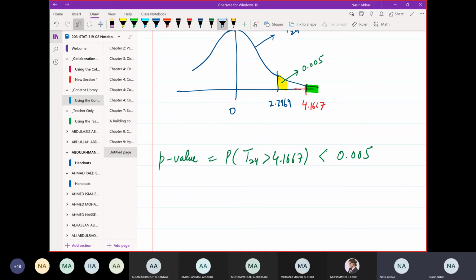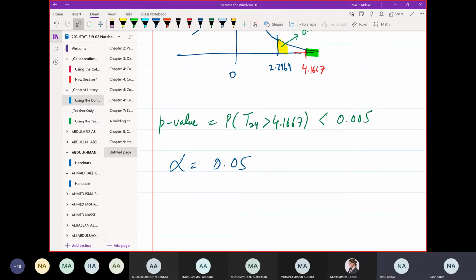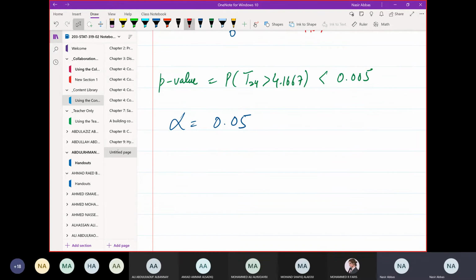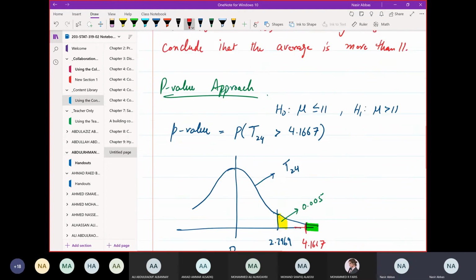What is your alpha? Alpha is 5%. Now compare the p-value with alpha. Is it less than alpha? Yes, because the p-value is something less than 0.005, and everything less than 0.005 is less than 0.05. So the p-value is less than 0.05, so we reject H0. Same conclusion: the average is more than 11.